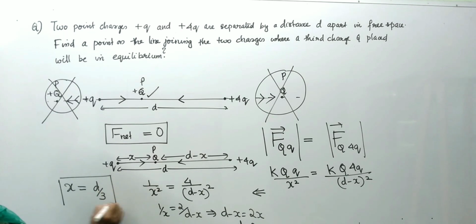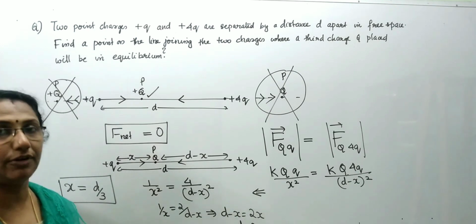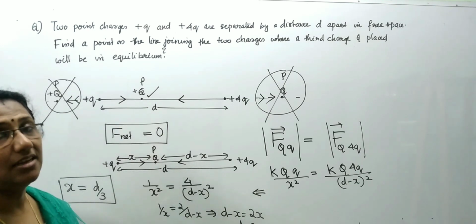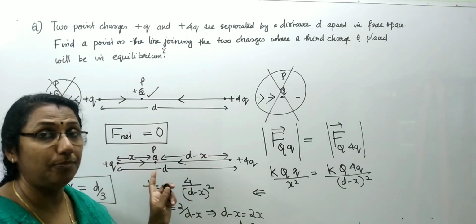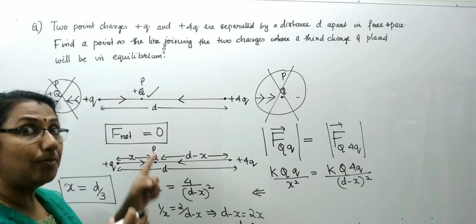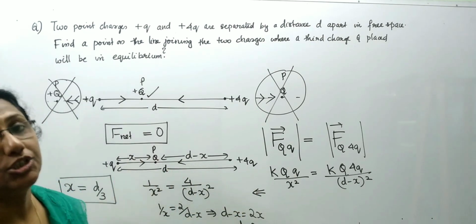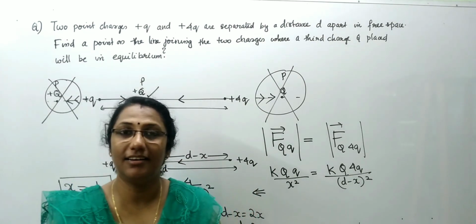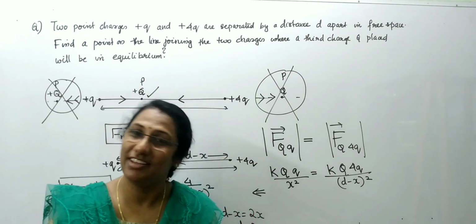That is, the charge capital Q will be kept at a distance d by 3 from plus q, so that the system will be in equilibrium. Or we may write that the charge capital Q is kept at a distance 2 by 3 d from plus 4q. This is d by 3, then this will be 2 by 3 d. Okay, clear? So hoping you will understand this question. Enjoy the question. Okay, see you.